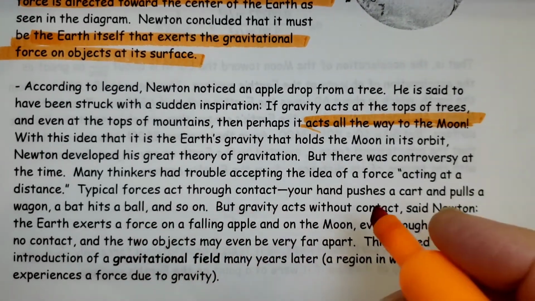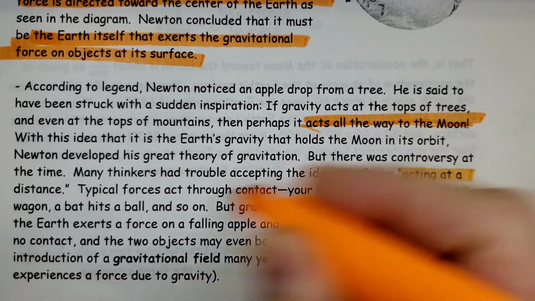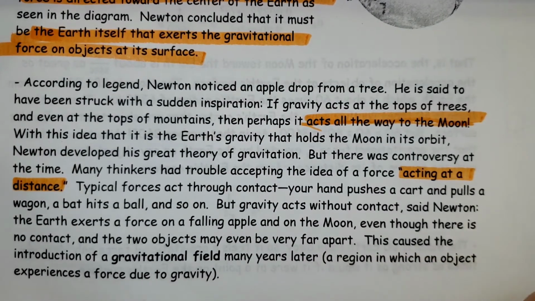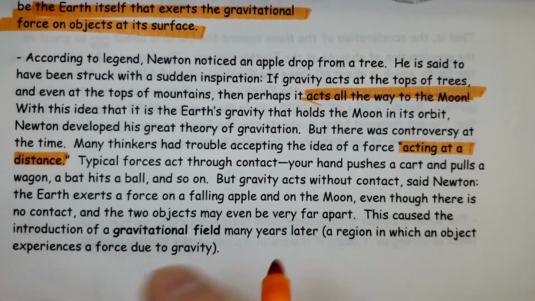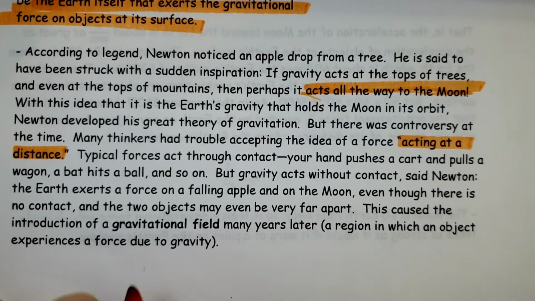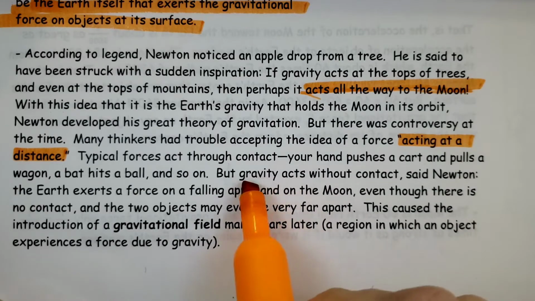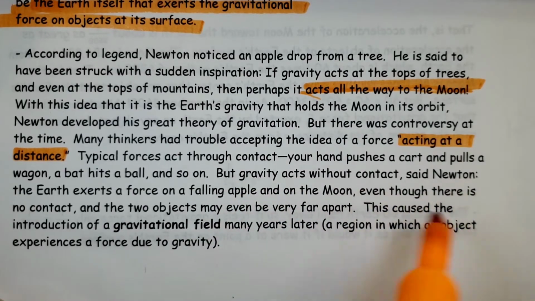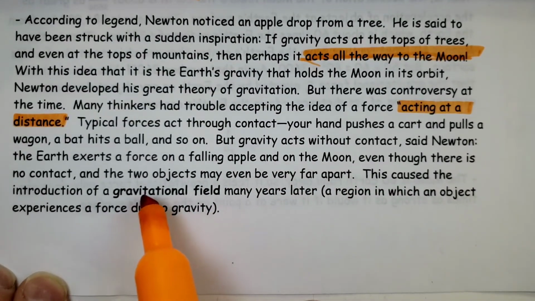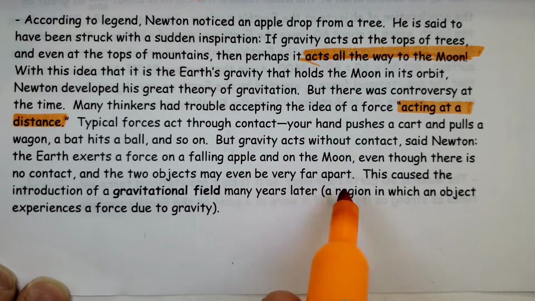Many thinkers had trouble accepting a force acting at a distance without touching, because in order to exert a force on something, you have to physically push or pull it, right? So the idea of an invisible force was hard to accept. Gravity acts without contact, said Newton. The Earth exerts a force on a falling apple and on the moon, even though there is no contact, and the 2 objects may even be very far apart.